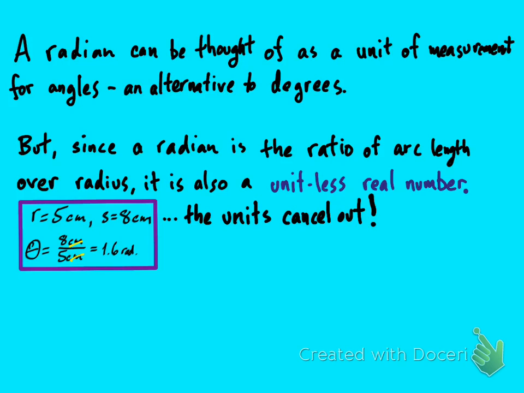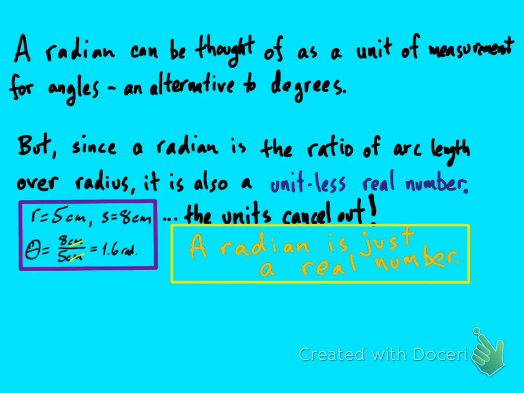We put the word radian on there just to kind of give us something to think about as we use this, but really the radian as a unit is kind of a ghost. It doesn't really exist. And a radian really is just a real number, which means that we can use it in lots of different situations. And in my opinion, that's why radians are really cool.